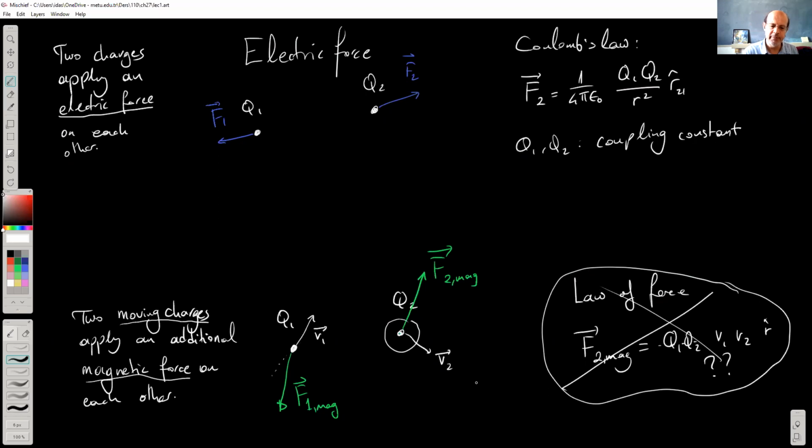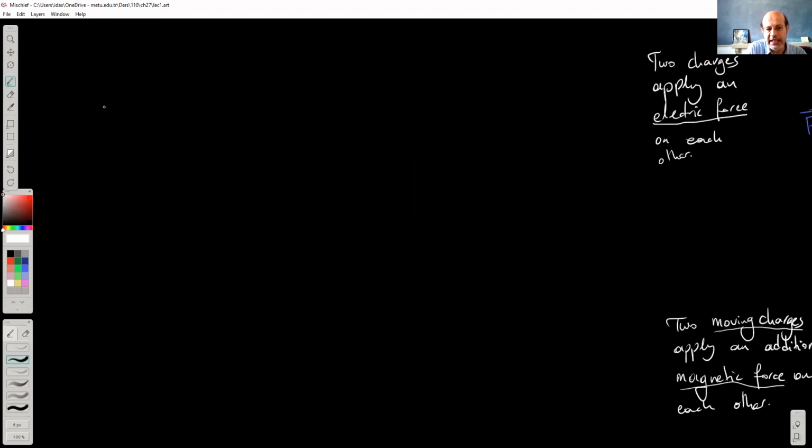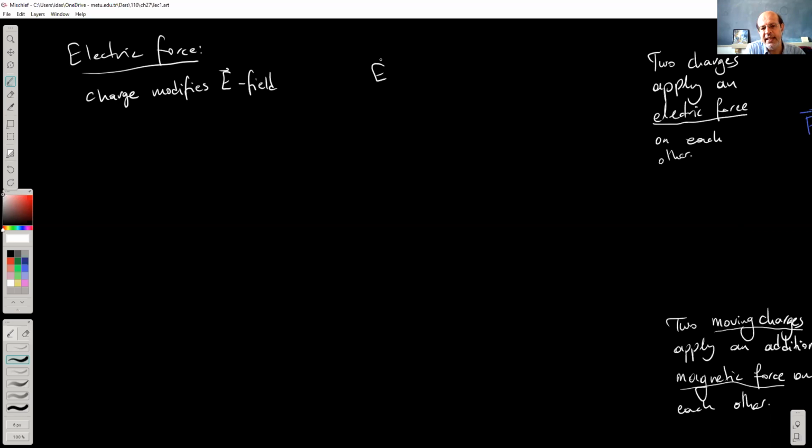What we do is basically similar to what we have done. So let's just, again, remember this. For the electric force, we actually invented the concept of the electric field. So let's say it like this. Charge modifies E field. And then we say that the E field applies a force on charge.